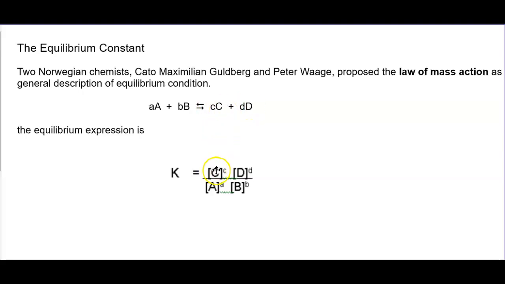So I'm going to multiply the product of the products: the concentration of C raised to its mole value times the concentration of D raised to its mole value, all over the product of the reactants, so the concentration of A raised to its mole value times the concentration of B raised to its mole value.